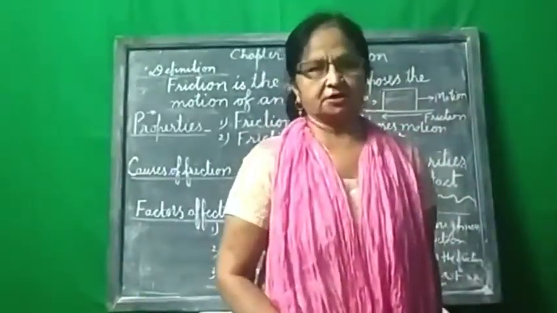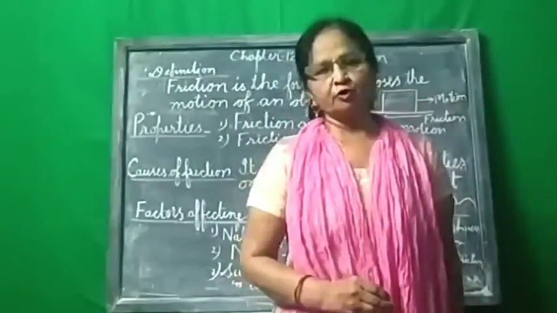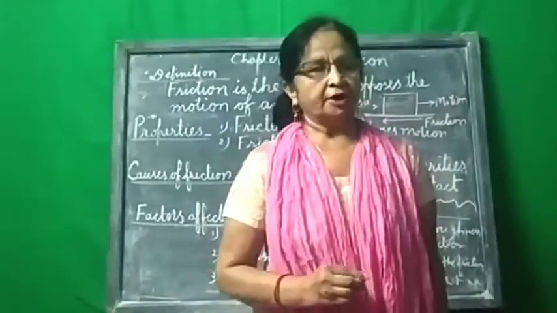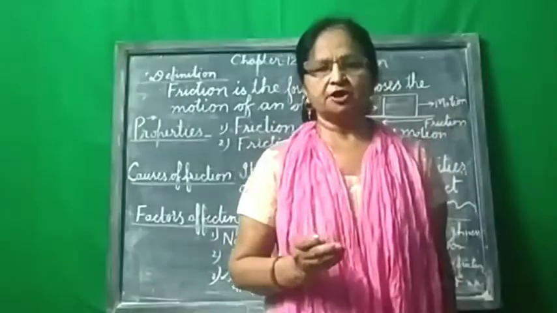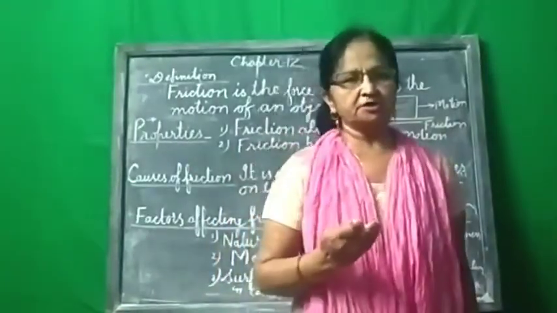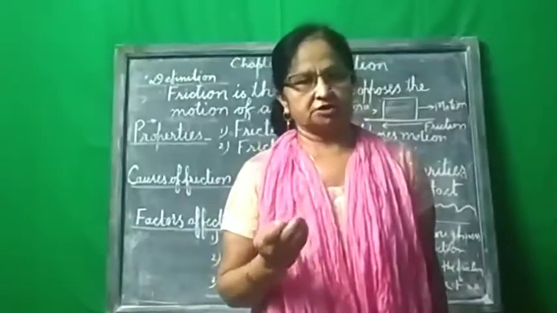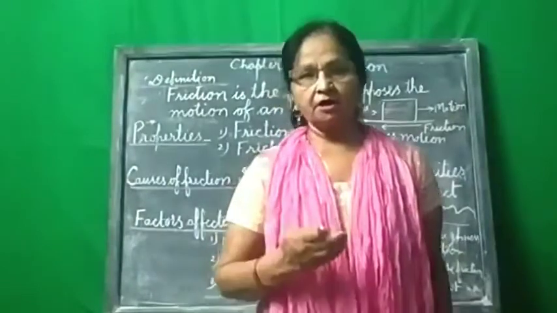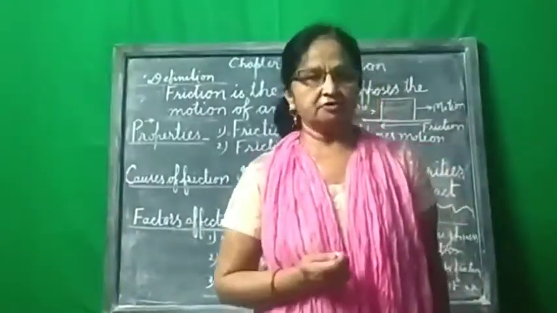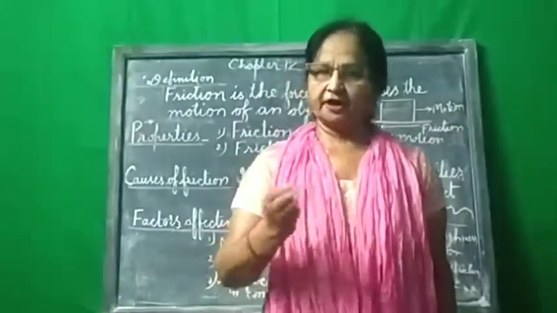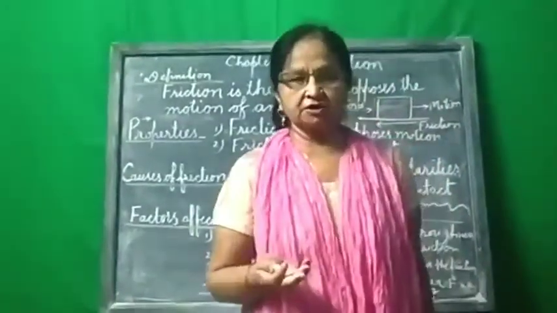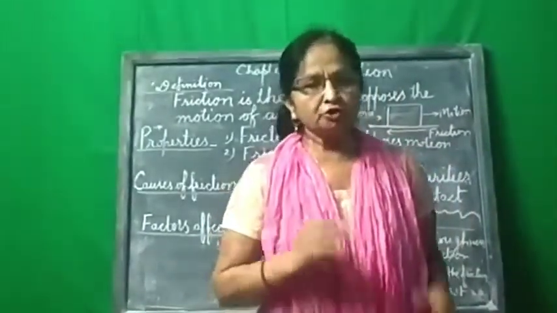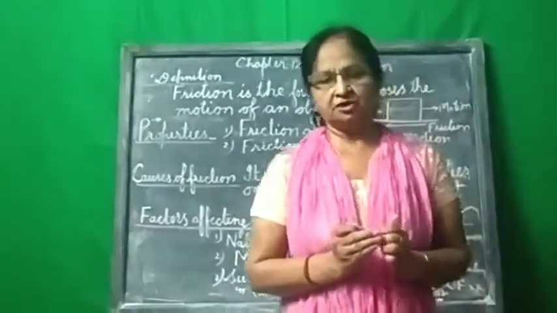In your science class, today again I am going to start chapter number 12 and the name of the chapter is friction. In this chapter we will discuss many things, the topics we will cover. First, causes of friction. Second, effects of friction. Third, advantage and disadvantage of friction, means friction as a friend and a foe. And fluid friction. And in last, how can we increase and decrease the friction. So these are the topics that we will cover in this chapter.